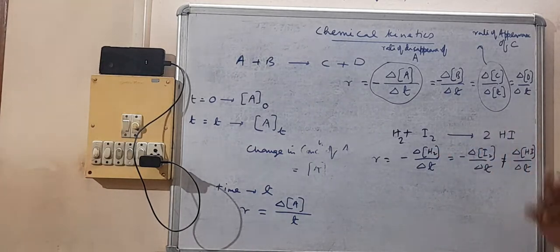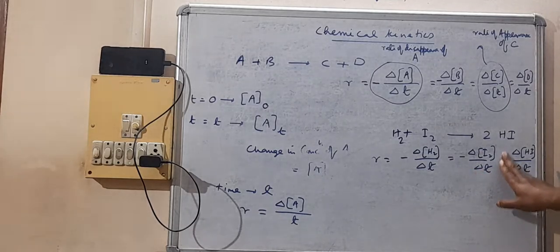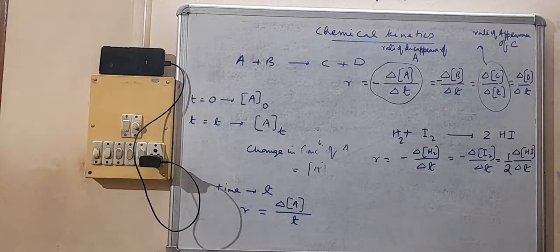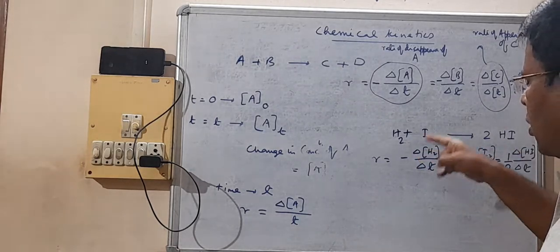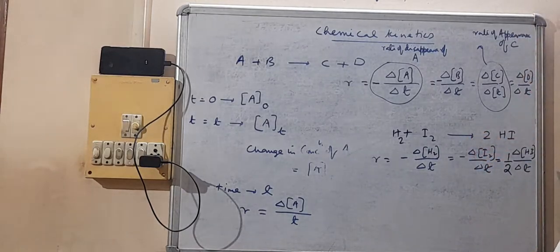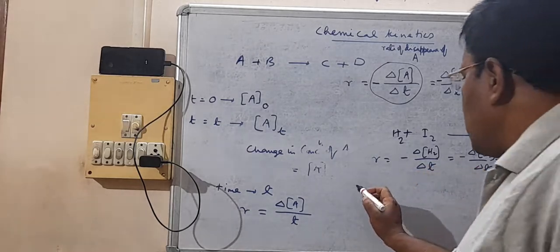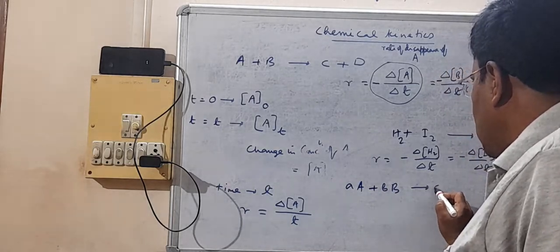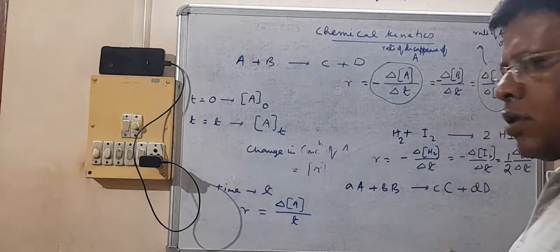So in order to make it equal, what we have to do here is divide it by 2. So now it is correct. Whenever we have some coefficient, we have to divide by that coefficient. Then we will get the expression for the rate of reaction. So in the general case, suppose we have a reaction aA plus bB arrow cC plus dD. Suppose this reaction.